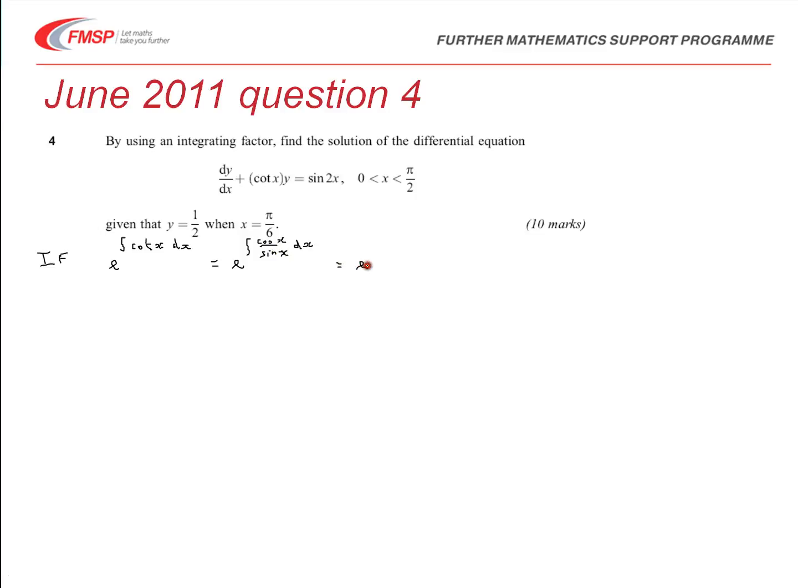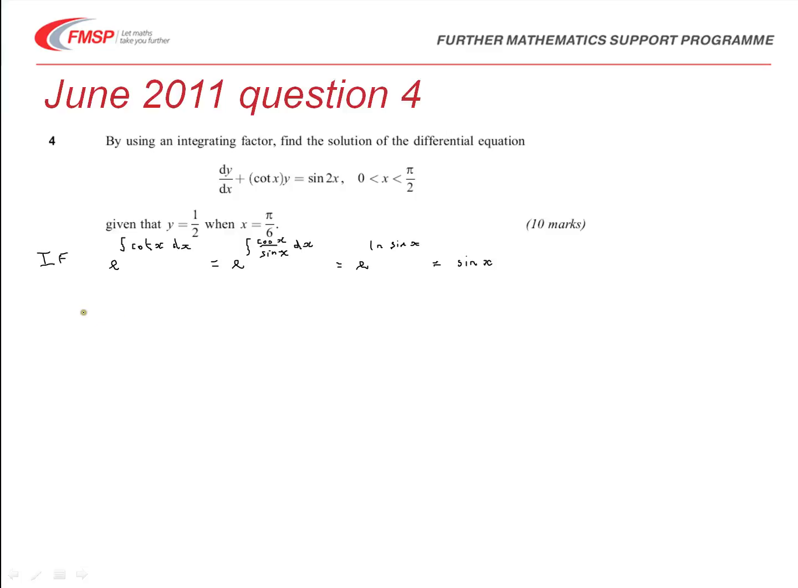So this becomes e to the power of ln of sine x. And so if that's the case, we know that e and ln are inverse functions, so our integrating factor is just sine x, multiplying through by sine x.